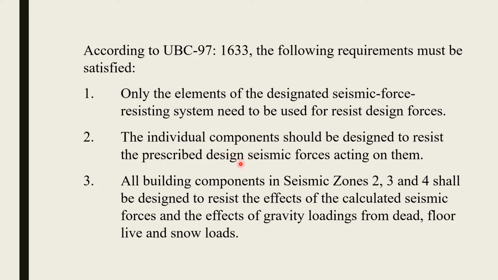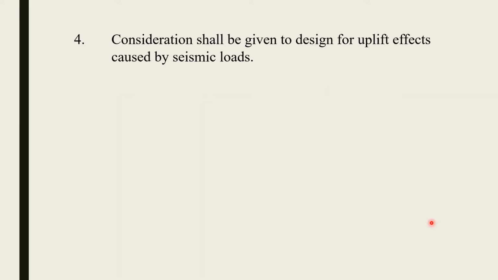All building components in seismic zones 2, 3, and 4 shall be designed to resist the effects of calculated seismic forces and the effects of gravity loads from floor live and snow loads. The design member should resist all types of loading, including gravity, floor live, and snow loads.